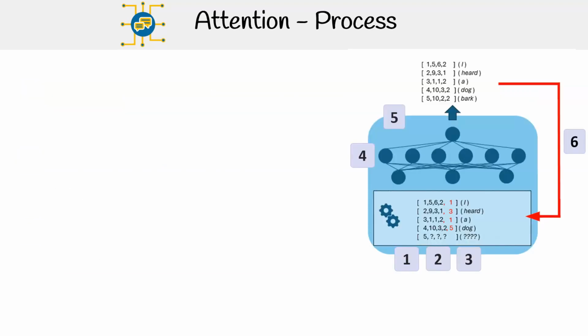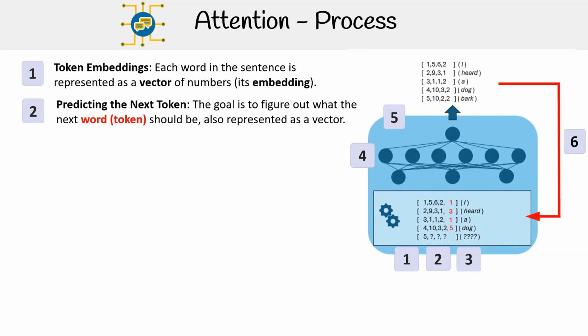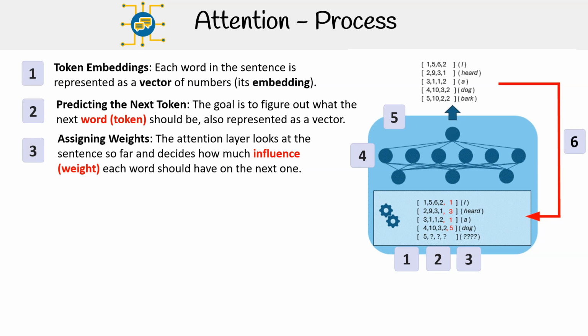Let's take a look at the attention process. Token embeddings: each word in the sentence is represented as a vector of numbers, or its embedding. Predicting the next token: the goal is to figure out what the next word should be, also represented as a vector. Assigning weights: the attention layer looks at the sentence so far and decides how much influence each word should have on the next one.